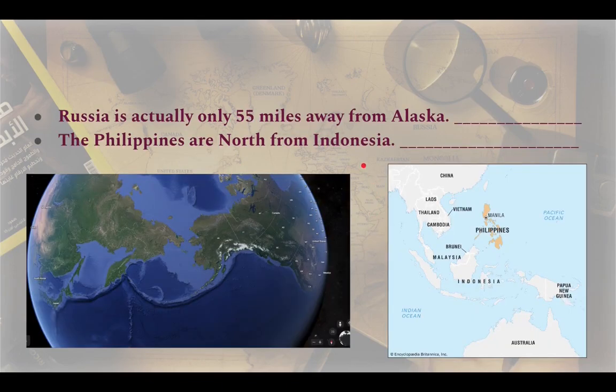Let's do a little exercise. Try to answer before I tell you the right concept, okay? We're going to be applying relative and absolute concepts here. The first example is Russia is actually only 55 miles away from Alaska, as you can see here. What concept is that? Exactly. We're talking about absolute distance. I'm giving you a measure that is standard.